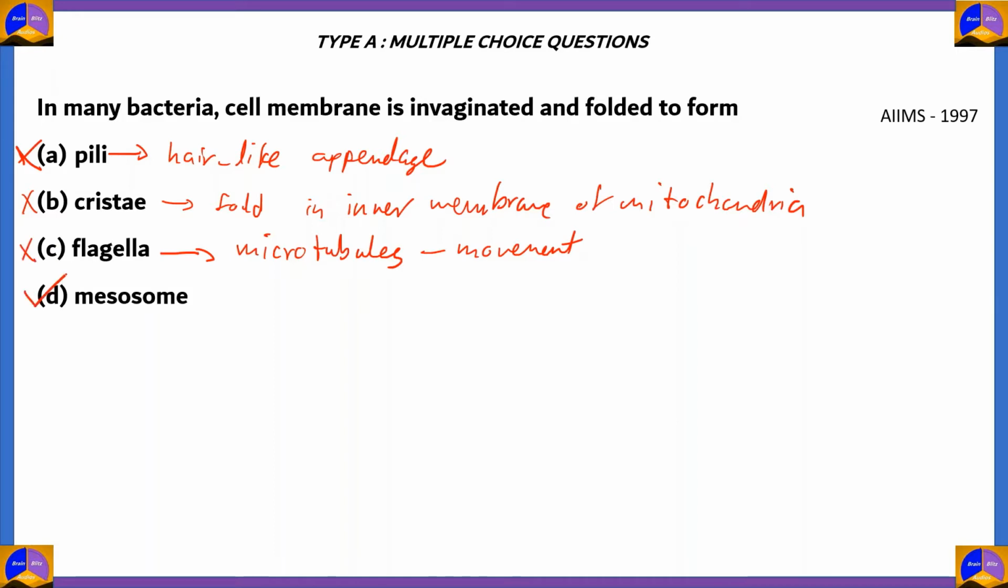The right answer is option D, mesosome. Cell membrane is invaginated in prokaryotes and folded to form mesosomes. These mesosomes are useful in respiration, similar to the role of cristae in mitochondria. However, cristae is in the inner membrane of mitochondria, while mesosome is the invaginated fold present on the cell membrane.